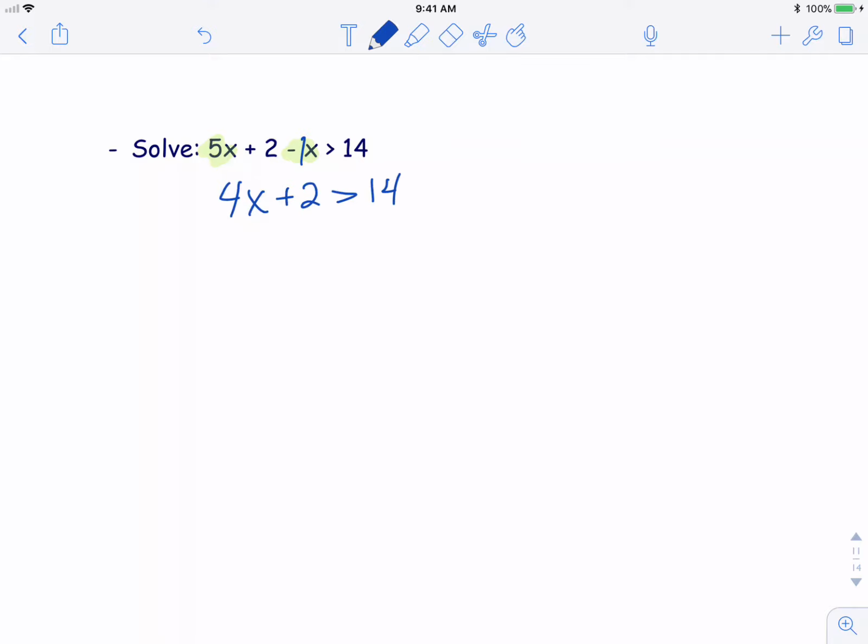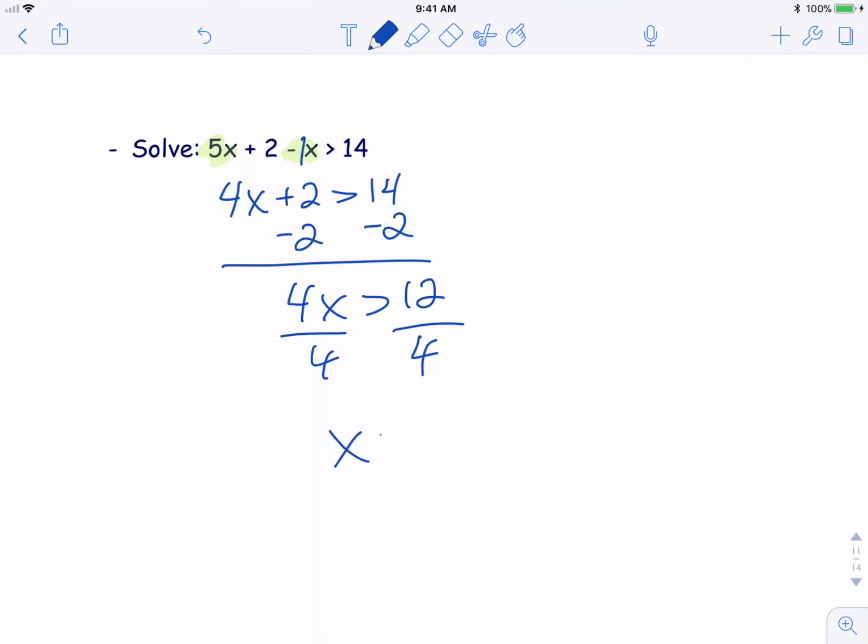Then I just have two steps left to solve for x using inverse operations of subtracting 2 from both sides. Then I'm left with 4x is greater than 12, and then my last step is to divide by 4 on both sides. So I'm left with x is greater than 3. Because remember, I read this statement here as 12 divided by 4.